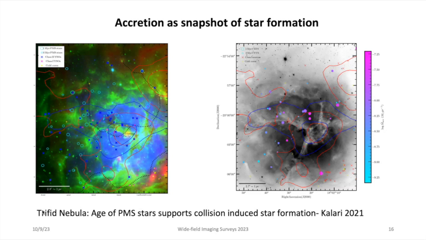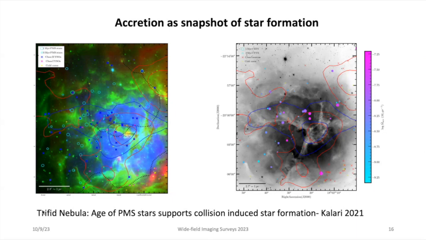In this region, it was predicted that there were two clouds colliding, which is shown by the blue and the red contours in the left-hand side diagram. And the clouds are moving at different velocities. They've collided, they've created a cavity in the middle, and the star formation is happening all around it. That was a prediction from observations in the radio.